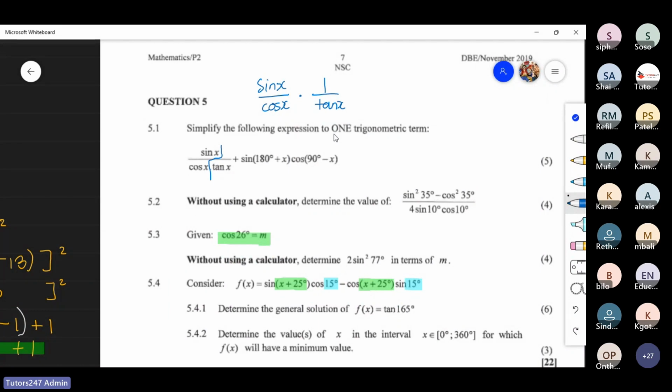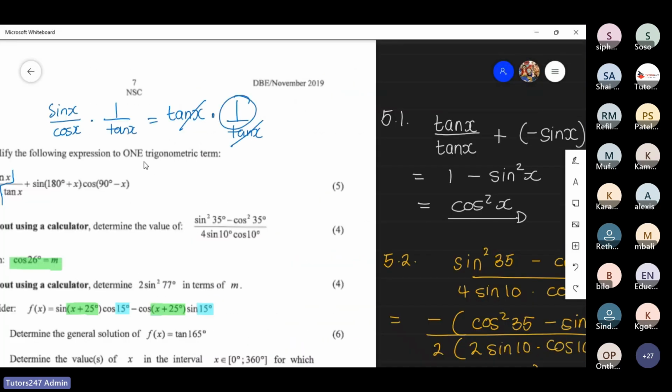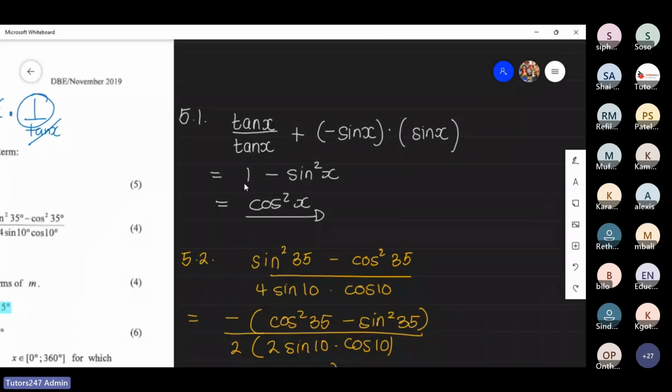So we needed to understand that from here, this becomes sine x over cos x, because this is an identity that you should try to memorize, okay? Sine x over cos x equals tan x. So that sine x over cos x becomes tan x times 1 over tan x. That cancels, leaving us with 1. That is how we ended up with this 1 over here. Are you okay with that part so far? Yes, sir.